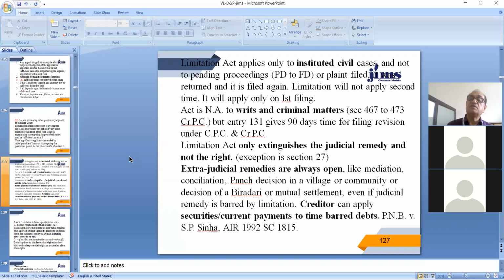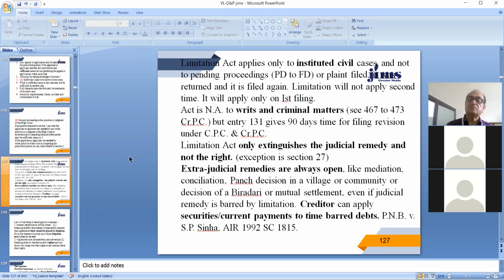Sections 467 to 473 of CrPC deal with limitation for taking cognizance in criminal cases. But there is only one entry in the schedule of the Limitation Act, entry number 131, which gives 90 days time for filing revision under CPC as well as CrPC. And dear students, you must know that this Limitation Act only extinguishes the judicial remedy and not the right. And its exception is section 27 of the Indian Limitation Act itself.